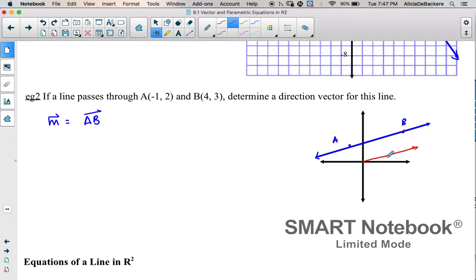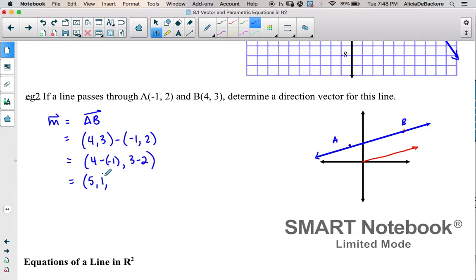Hopefully you can see that there's multiple direction vectors for any given line because they can have different magnitudes, or they could go in the opposite direction. So it's just a vector that's parallel to the line. So one possible direction vector is A to B. So we're going to figure that out, and remember to do that, I take the B coordinates and I subtract the A coordinates, or you can do that within one like this. And so I end up here with 5, 1. Oh, sorry, that's a bracket.